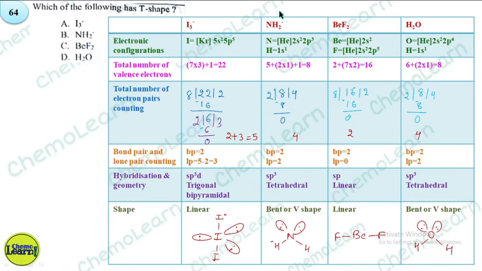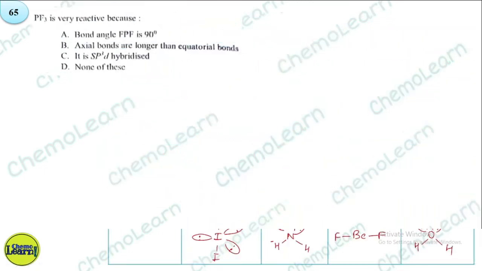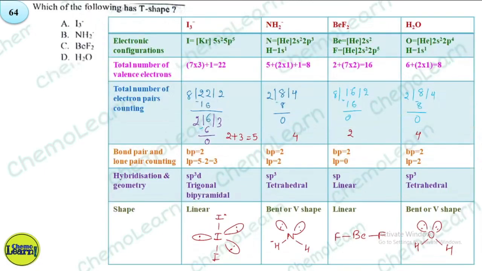Okay. Likewise, NH2 minus has bent shape or V shape. BeF2 has linear shape and H2O has bent shape or V shape. So we can conclude that none of these compounds has T shape. And you will get a grace point for this type of question.